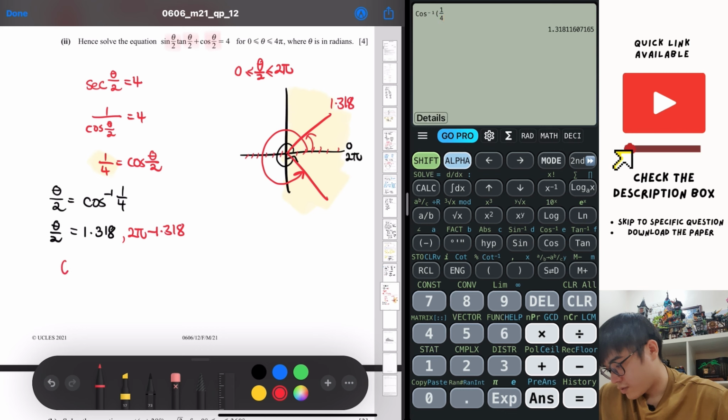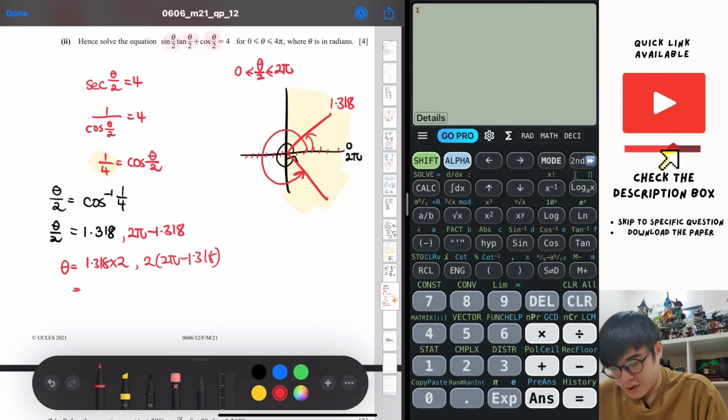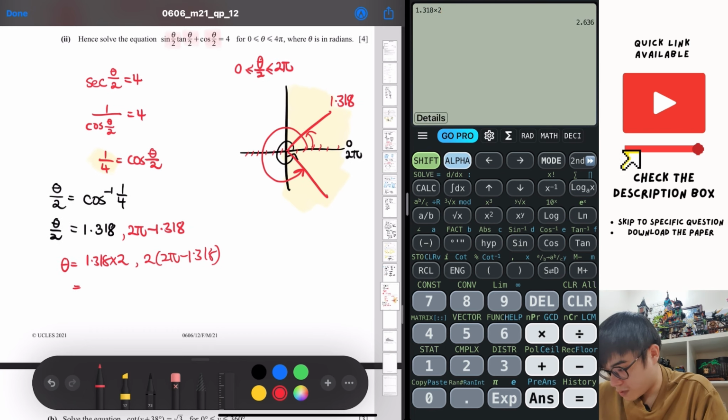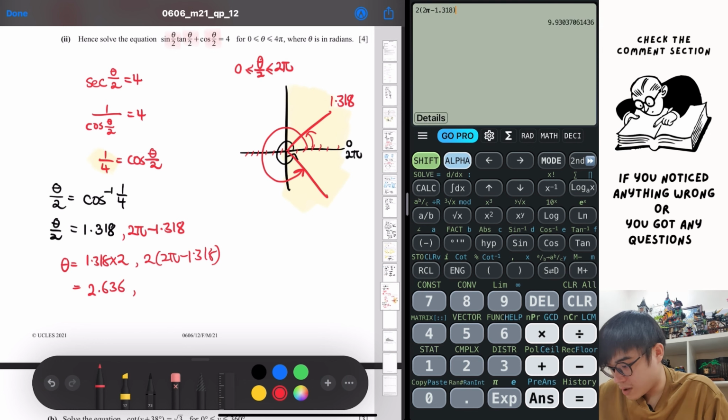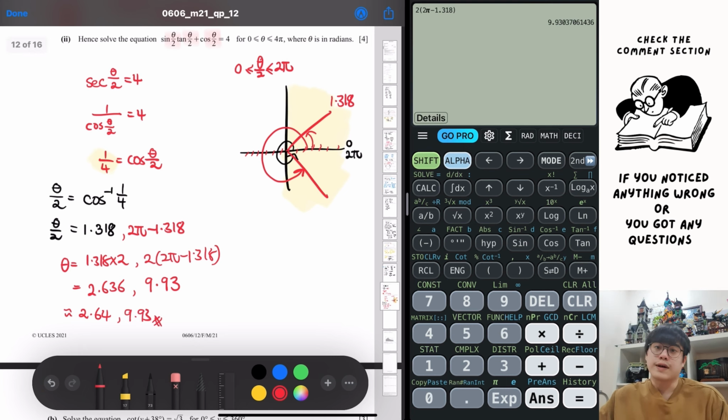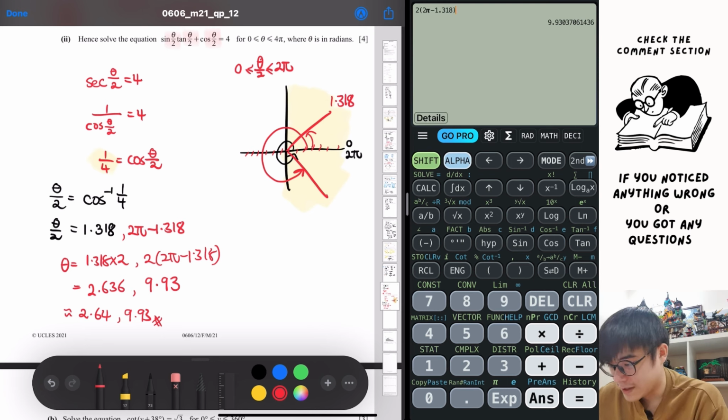So your theta will be 1.318 times 2, as well as 2 pi minus 1.318, all times 2. So 1.318 times 2 will be 2.636, as well as another one, which will be 9.93. So make it into 3 significant figures. This will be my final answers here. Okay, so that's how you get it done.